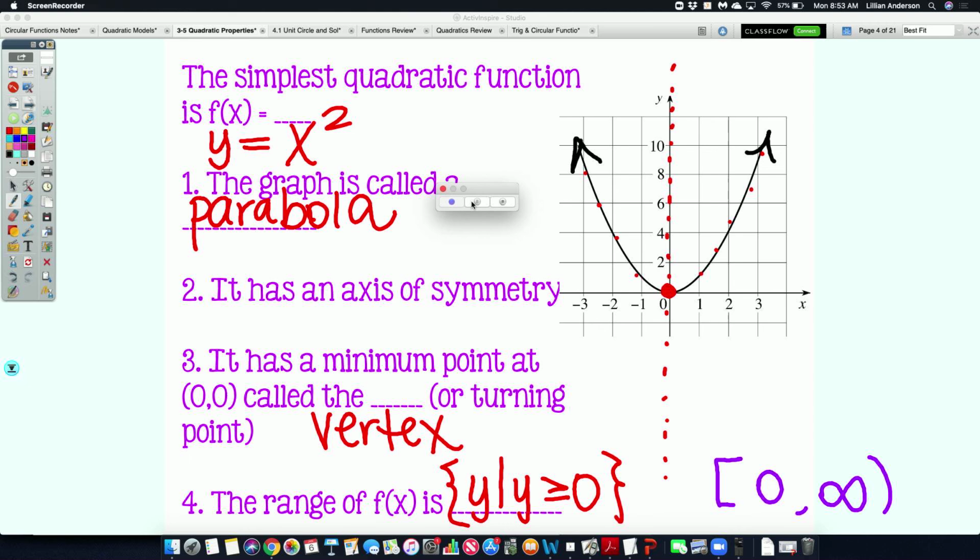What is the domain of any quadratic function? It's all real numbers, okay? Because those arrows indicate that it keeps on going forever and ever. It's going to get bigger and bigger, okay? Plus, x squared doesn't have a variable in the denominator or a square root or anything that's going to prevent it from being defined anywhere, okay?